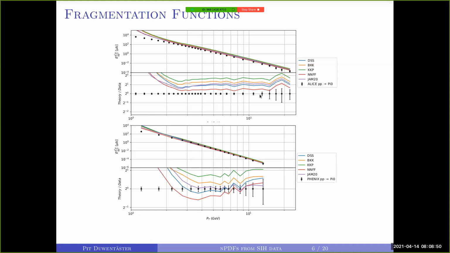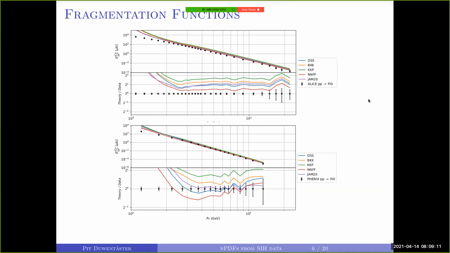But this is not a problem for us because we are going to fit nuclear ratios. So the ratio of some nuclear cross-section over the cross-section in pp. So any normalization just cancels out anyway. So this is not a problem for us.